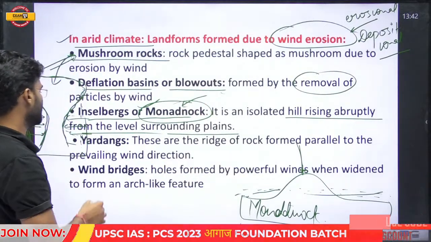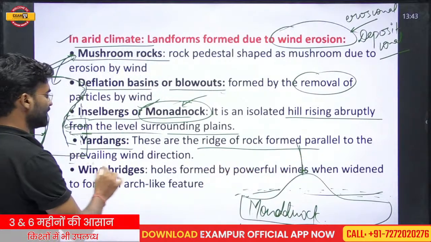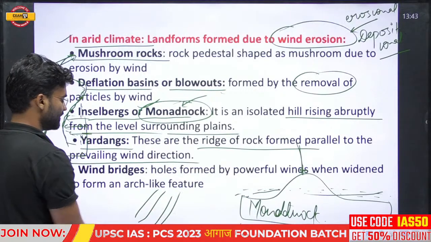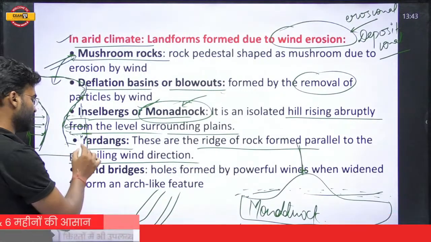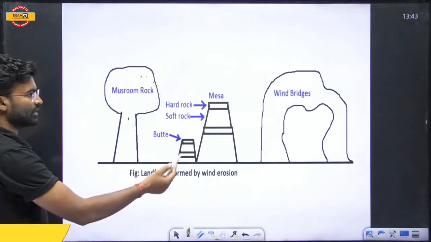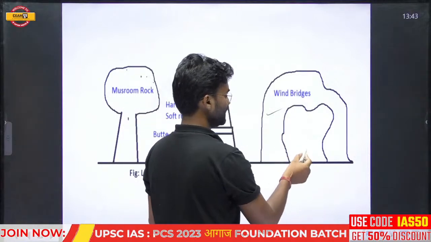Okay, yardang. These are ridges of rock formed parallel to the prevailing wind's direction. If the prevailing wind is moving in this direction, this type of yardang structure is formed. Wind bridges, you look at this structure, such a structure is called a wind bridge.